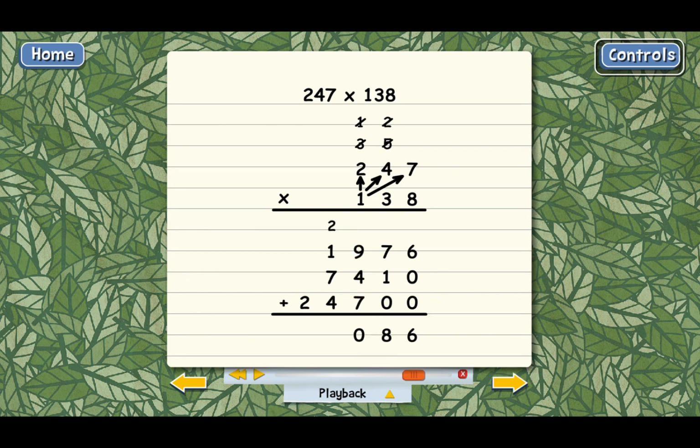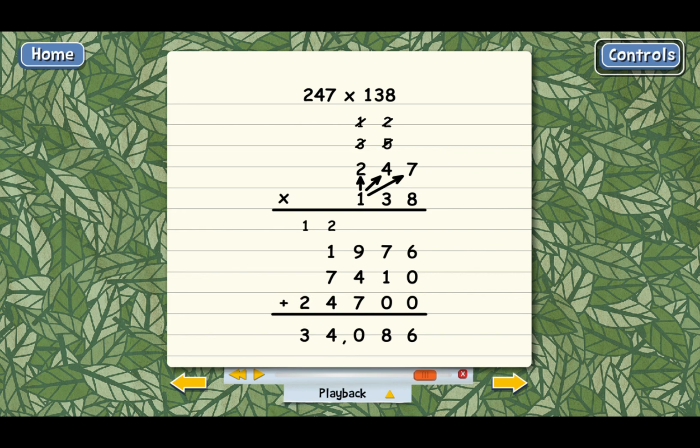Excellent. Next, we add the thousands column. And don't forget the 2 that we carried. Perfect. In the last column, we just need to add a 1 and a 2. Go ahead and finish that off. Good.